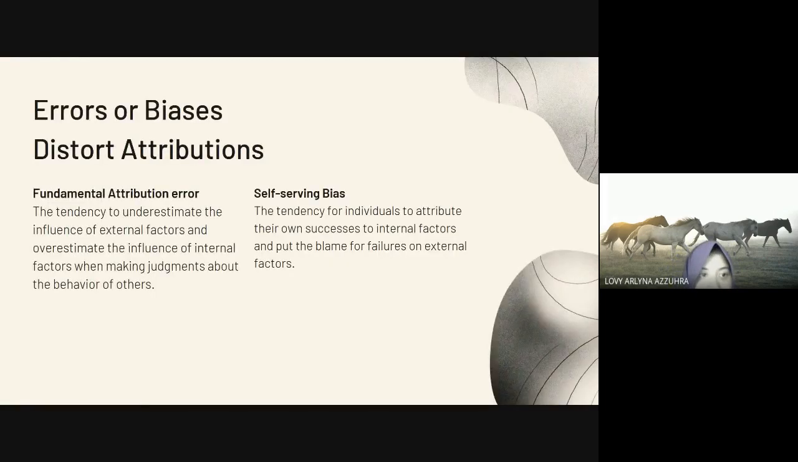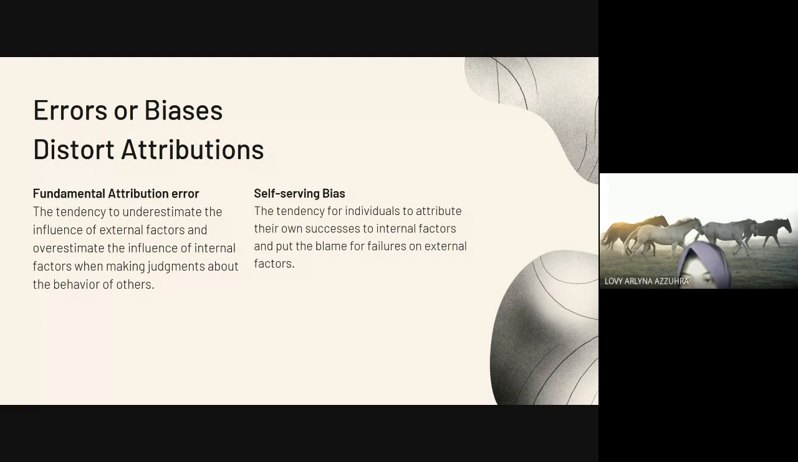Okay. Now there are these errors or biases that distort attribution, which is not good if it happens. Well, the first thing that you have to know is this term called fundamental attribution error. It is the tendency of people to underestimate the influence of external factors and overestimate the influence of internal factors when making judgments about the behavior of others.